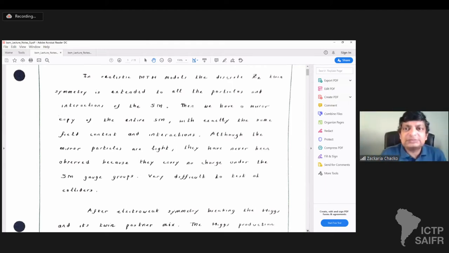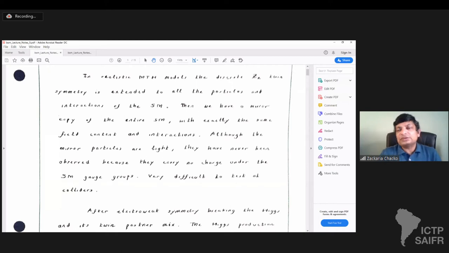So in realistic mirror twin Higgs models, the discrete Z2 twin symmetry is extended to all the particles and interactions of the standard model. The Z2 symmetry is crucial for the cancellation of quadratic divergences. So when you're building a complete model, you have to extend the Z2 to all the particles of the standard model. That means we have a mirror copy of the entire standard model. The standard model we see is just half the particles. There's an entire mirror copy that we are not seeing, which has exactly the same field content and interactions.